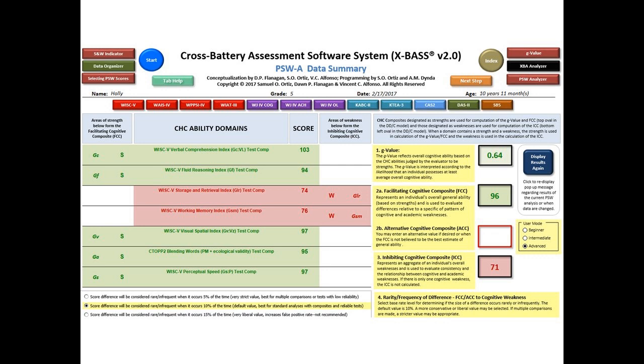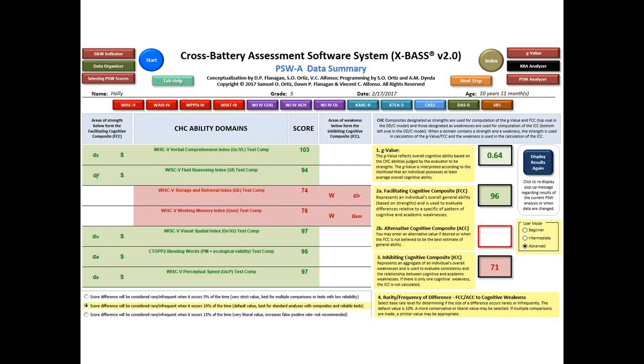And so if the G-value suggests that, which in this case it does, then the program calculates a facilitating cognitive composite. The facilitating cognitive composite is based on all the areas that are strengths. That's a 96. It also calculates an inhibiting cognitive composite, which is a summary of your areas of weakness.